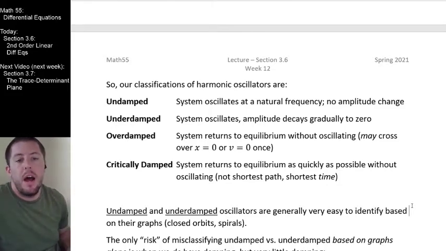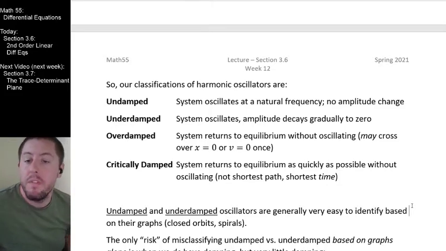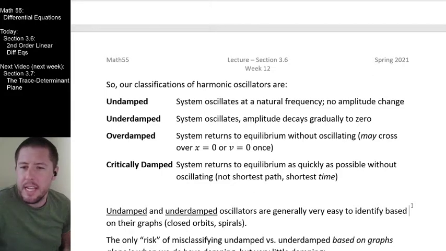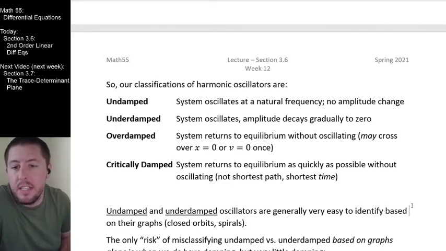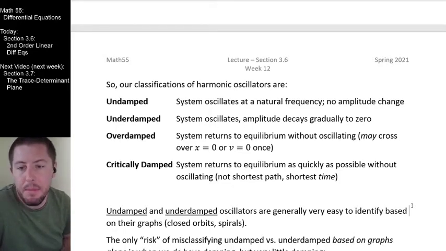It turns out that some overdamped systems do experience a crossing over x equals 0 or v equals 0. So in those cases, it sort of looks like it did a smidge of oscillation. That can happen in an overdamped case, but literally once. You will only ever cross an axis at most one time in any graph of any overdamped oscillator.